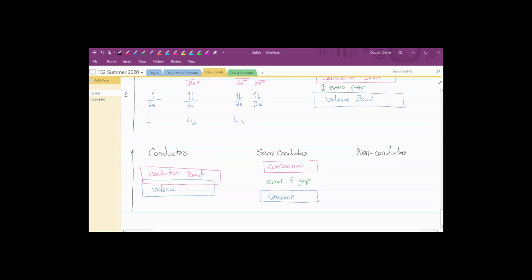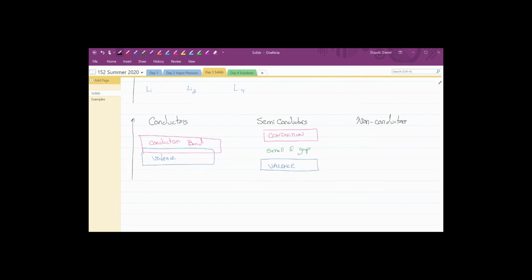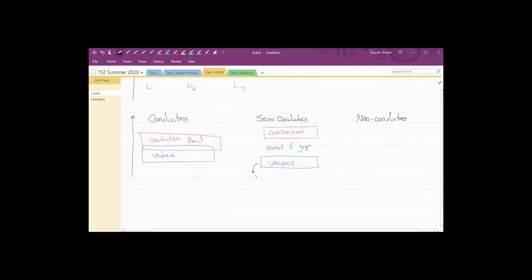Now, it gets a lot more complicated, right? Because this valence band is doped with either P-type or N-type. Right, so P-type would be positive, N-type would be negative. So P-type has less valence electrons, so N-type would have more valence electrons.